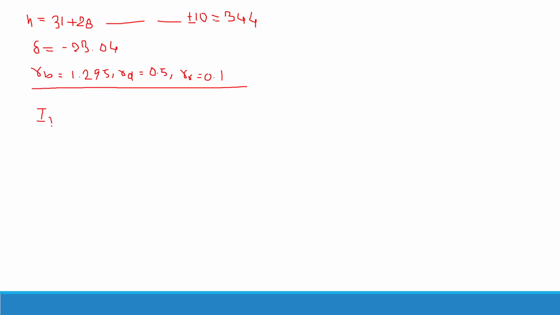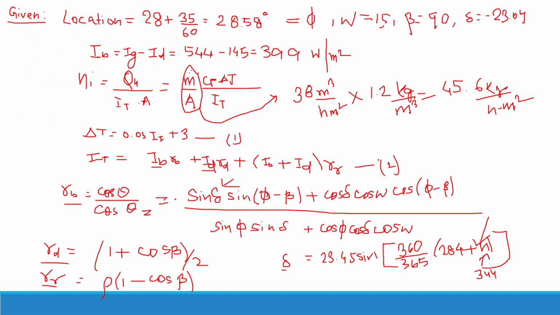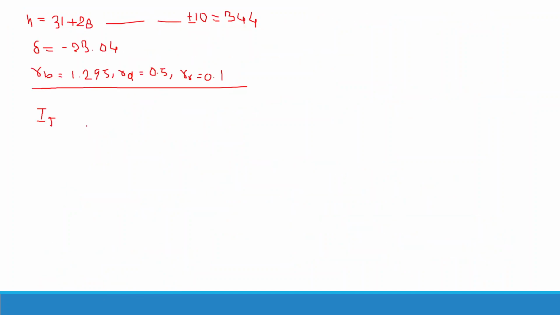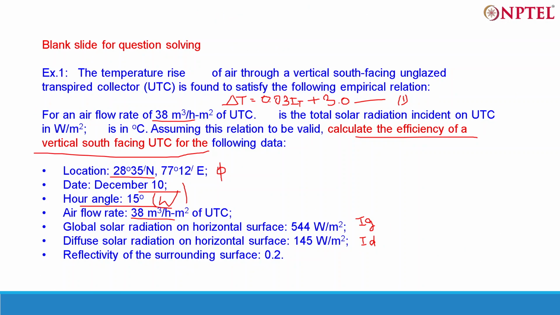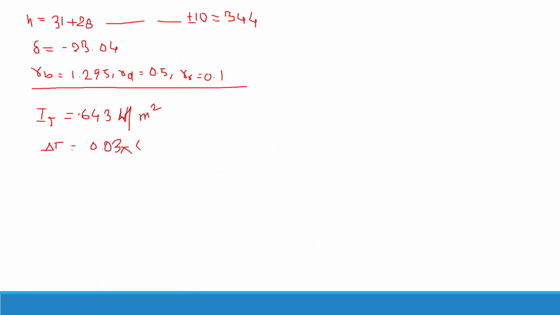So now put these values and get the value of IT. You know IB, ID, and RB, RD, RR. So IT comes out to be around 643 watt per meter square. Now you have IT, so you can calculate the del T. So del T is basically 0.03 into IT plus 3, into 643 plus 3.